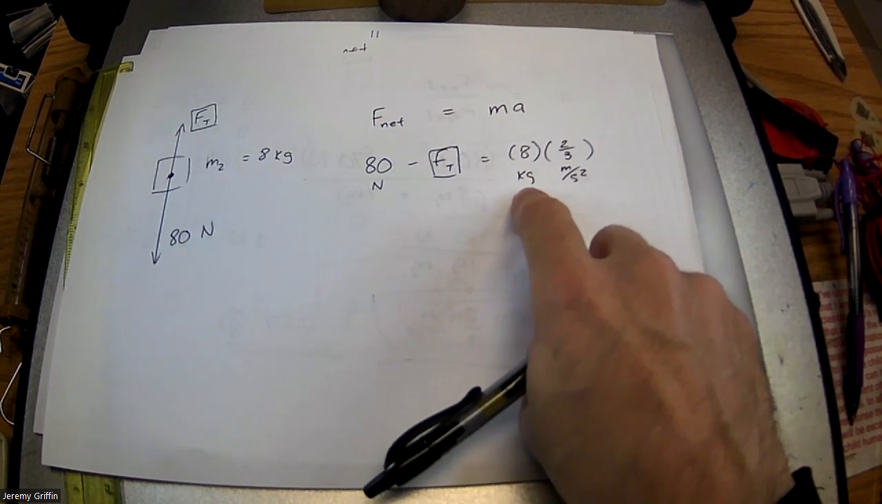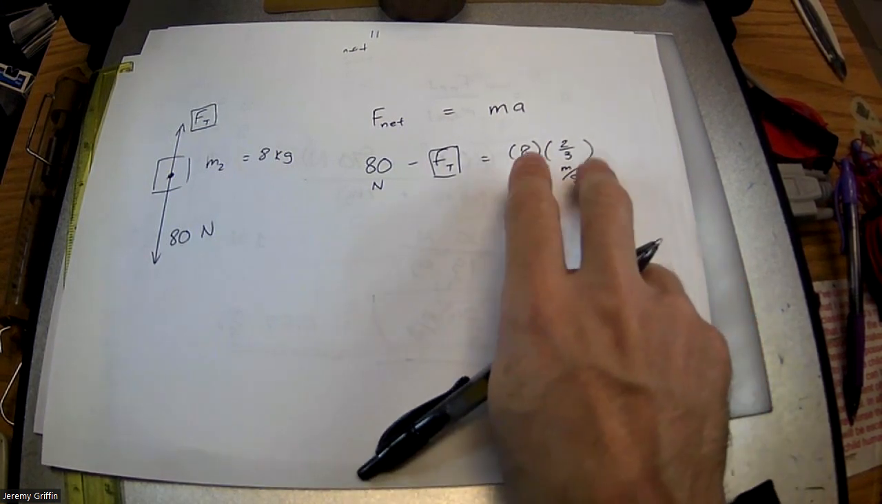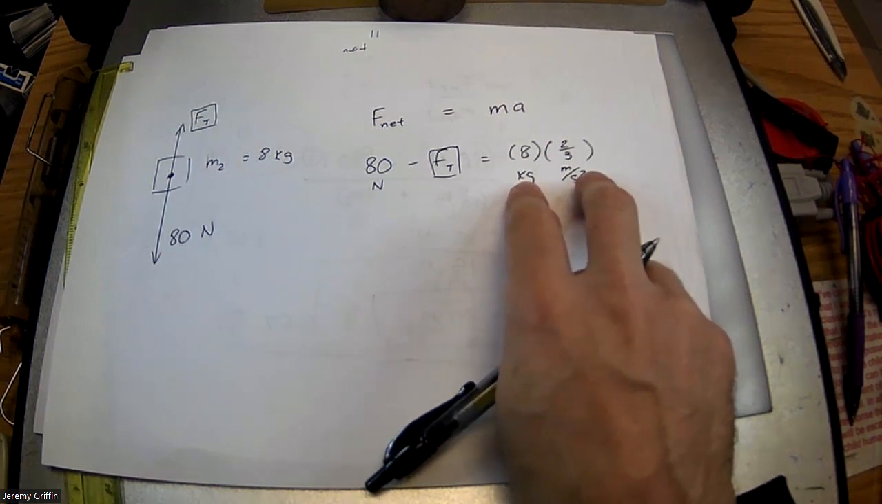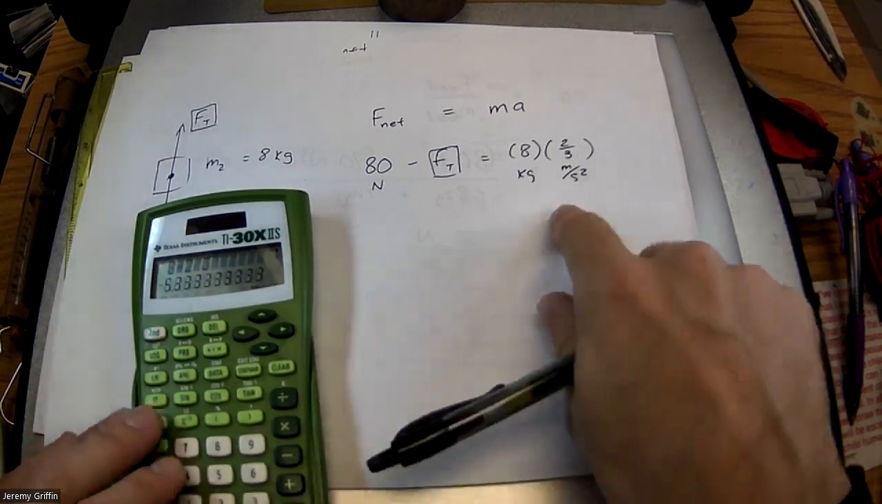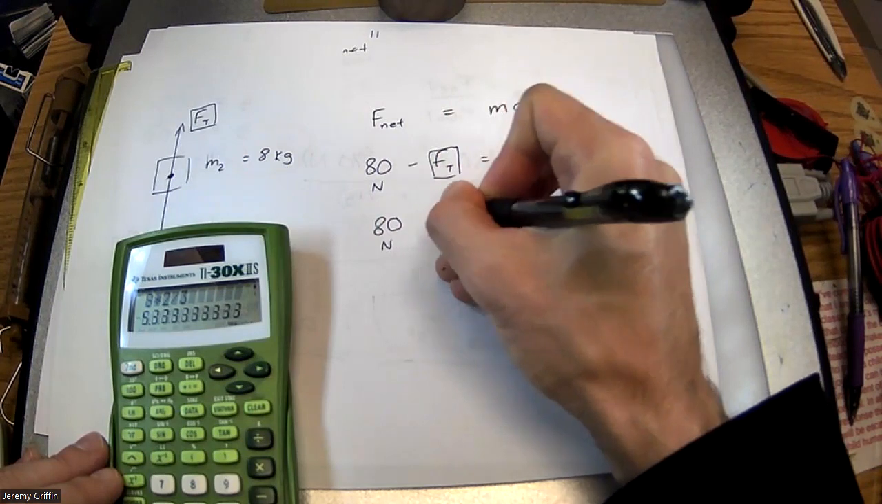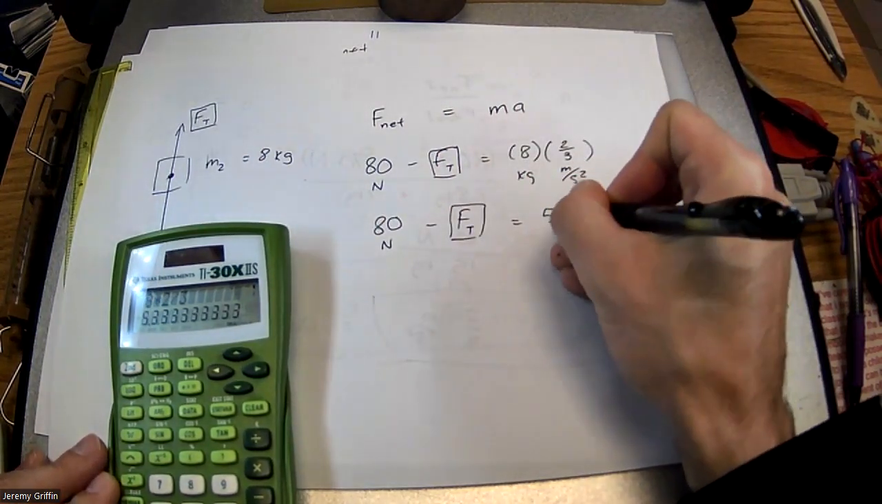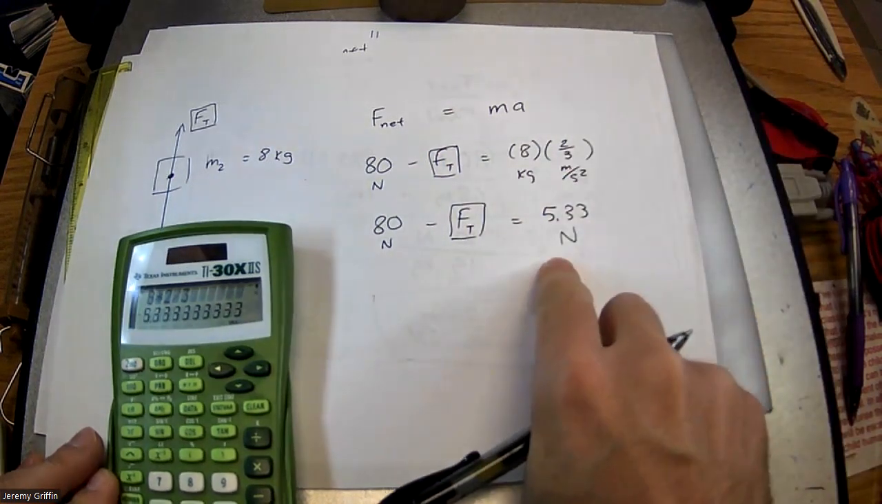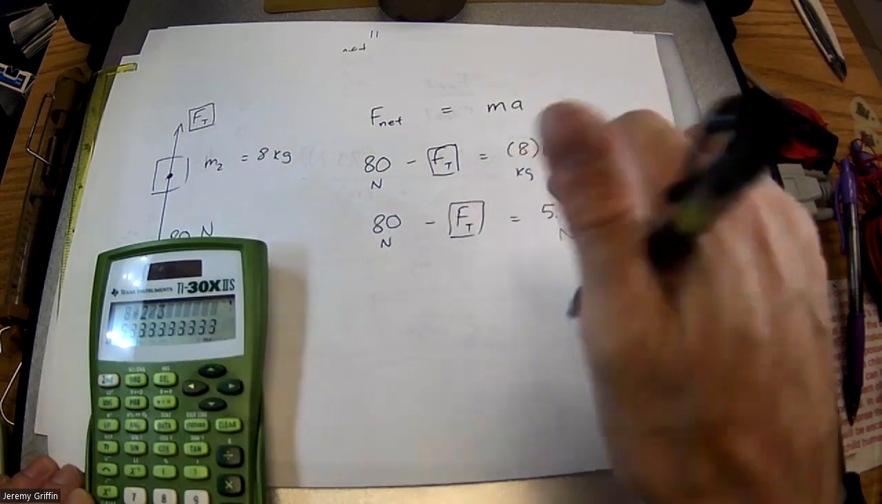Yeah, right here, kilogram meter per second squared. That's newtons, right? Yeah, there you go. So we got that in newtons right here. So it's 8 times 2/3. So this is like 5.33 newtons. So 80 newtons minus the tension force is equal to 5.33 newtons. All right, so can I add this over, subtract that over?